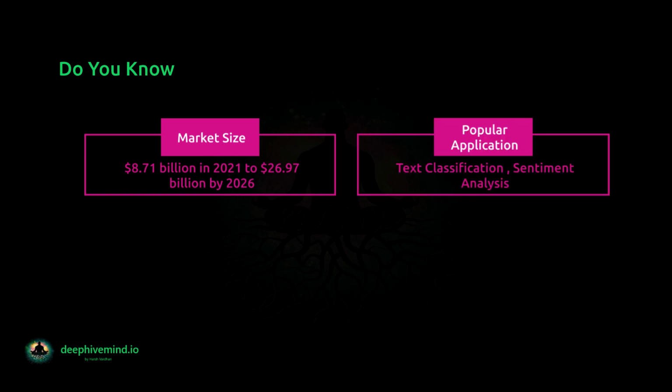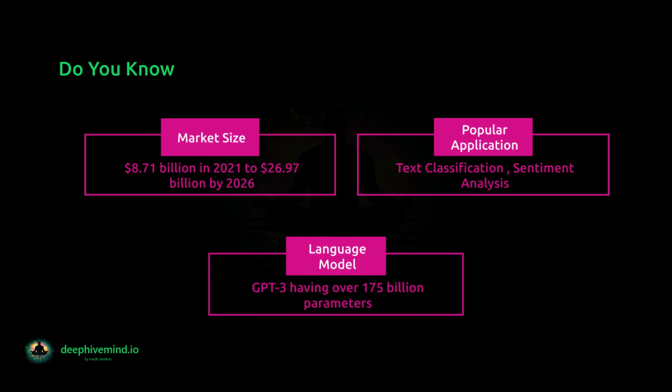Popular NLP applications. Text classification and sentiment analysis are two of the most popular applications of NLP, with many companies using these techniques to analyze customer feedback and opinions. Language model size. The size of language models in NLP has been rapidly increasing in recent years, with models like GPT-3 having over 175 billion parameters.